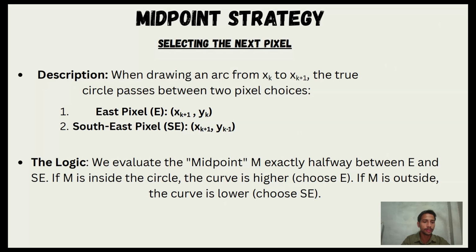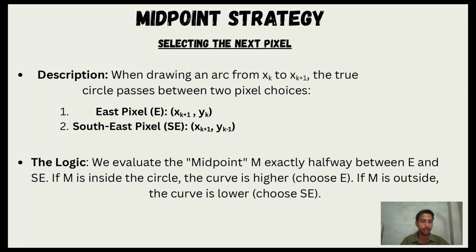How does it decide? It looks at the midpoint m exactly halfway between them. The logic is simple. If the midpoint is inside the circle, the true curve is higher, so we pick the east pixel. If the midpoint is outside, the curve is lower, so we pick the southeast pixel.